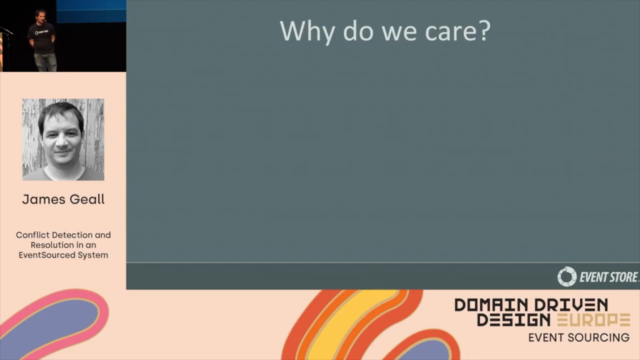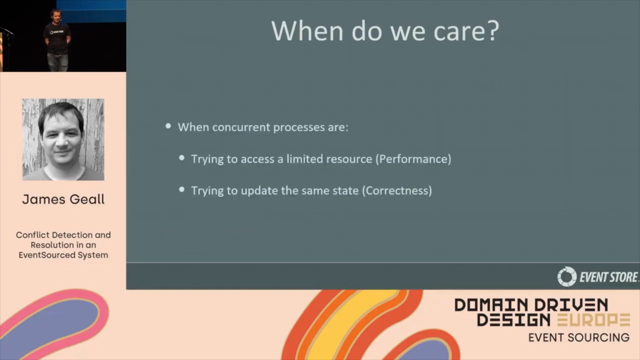Why do we care about it? The answer is generally, we don't. We generally don't care about concurrency most of the time when we're writing code. So that raises the obvious question: when do we care? We only care about concurrency when we have concurrent processes. We only care when we're trying to access a limited resource. That's essentially a bottleneck, because it's limited to how many concurrent operations can operate at once, so we care about it for performance. We care about it when we're trying to update the same state, which is the primary subject of what I'm talking about today.